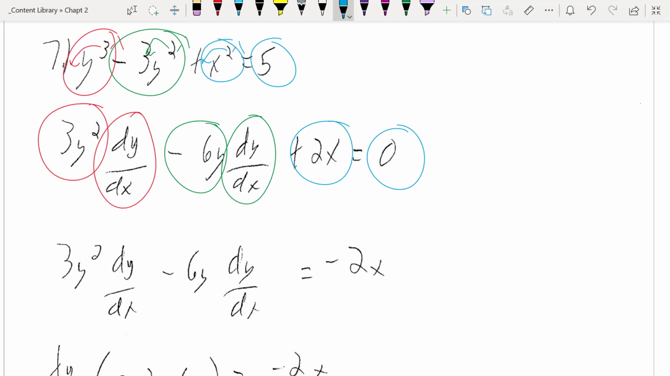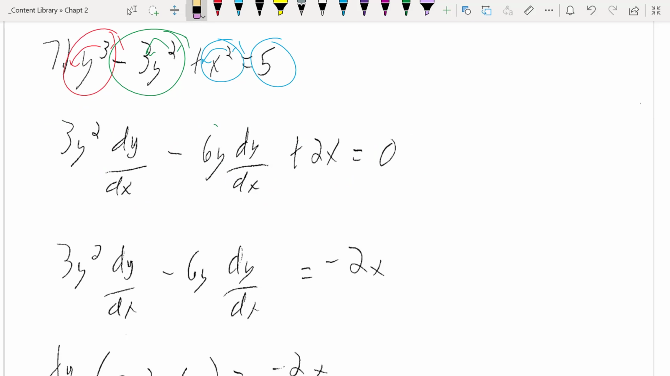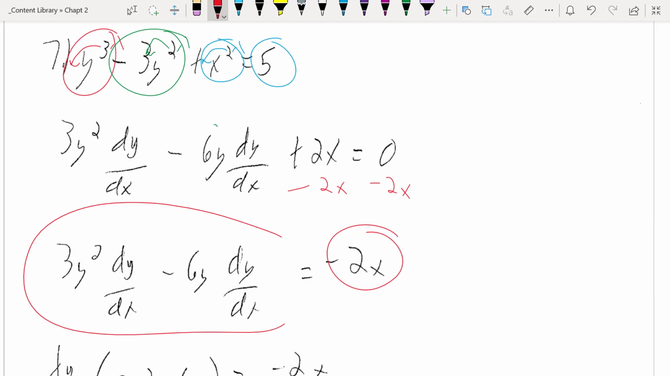Now that I've done that, remember to go ahead and put your dy/dx or your y prime on one side of your equal sign and everything else on the other side. That's my next step. So I subtract this 2x from both sides, and when I do, I'm going to get that negative 2x. And then we'll notice I still have on this side my 3y squared minus 6y, and both those have the dy/dx next to them.